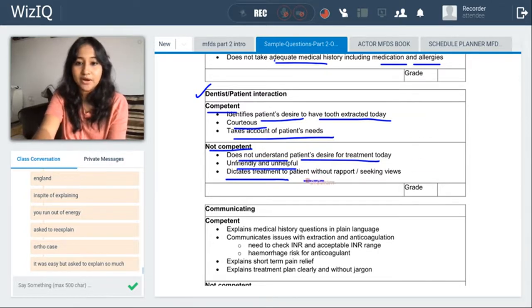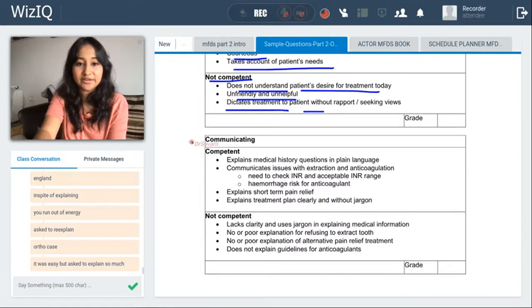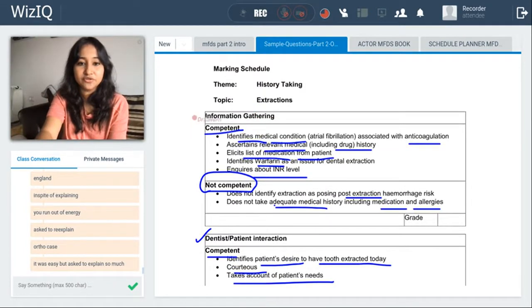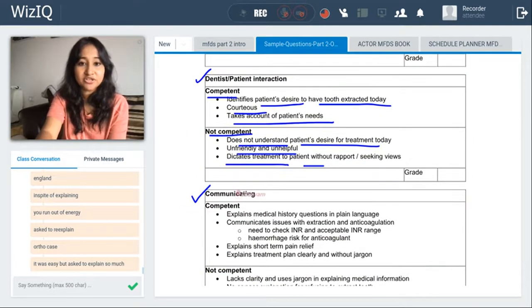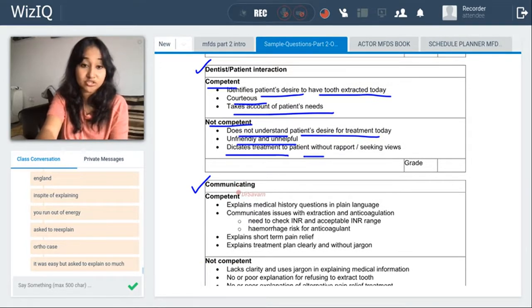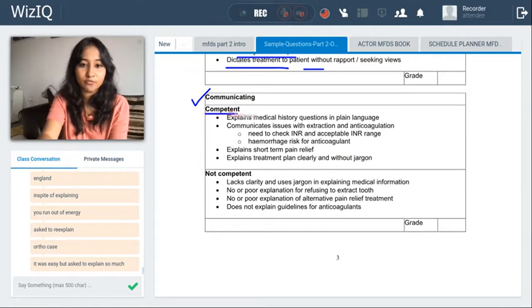Okay. Now, about communicating. So you see, they are judging you on this information. First is information gathering. So here they are seeing whether you are competent or incompetent. Then it is about patient interaction, dentist-patient interaction. So this is about building rapport. Next is communication. This is the most important, obviously.